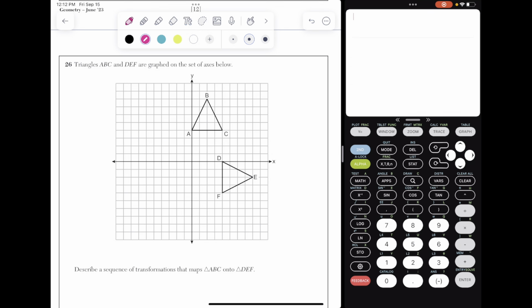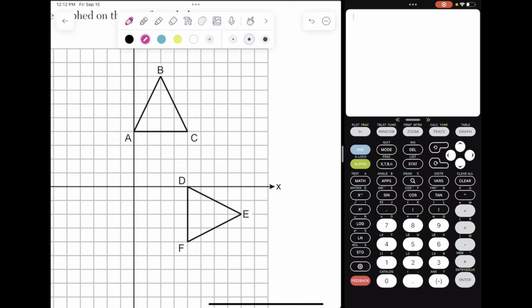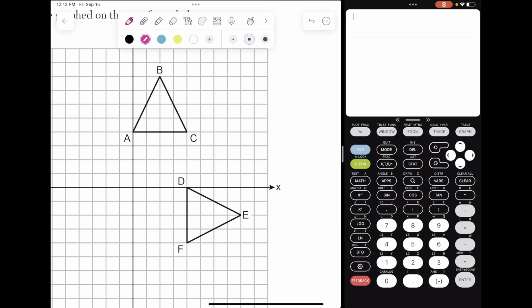Number 26, triangles ABC and DEF are graphed on the set of axes below. Describe a sequence of transformations that maps triangle ABC onto triangle DEF. Well, to start off here, it definitely appears to be a rotation. So I'm going to start by doing a rotation, and there are many correct ones you could choose from. So I'm going to choose to rotate the triangle about point A.